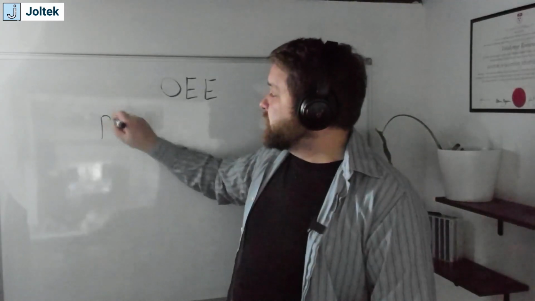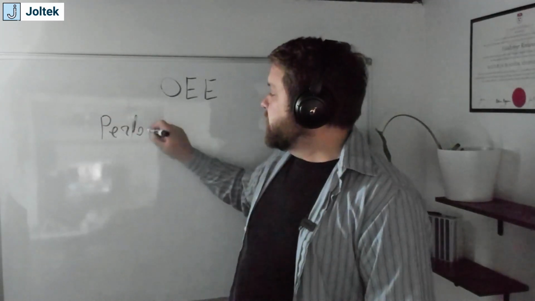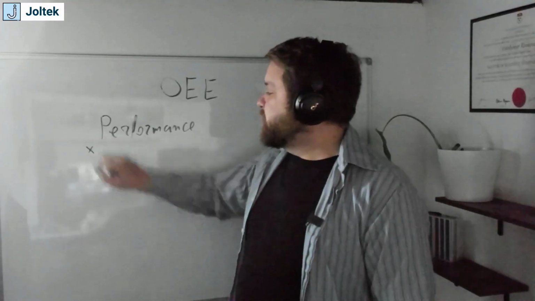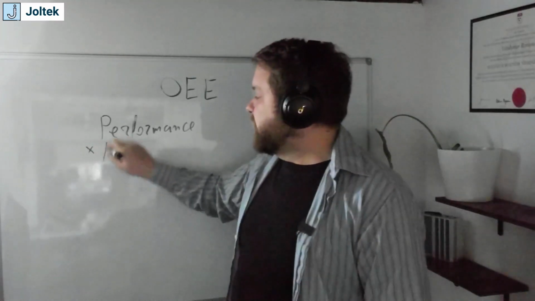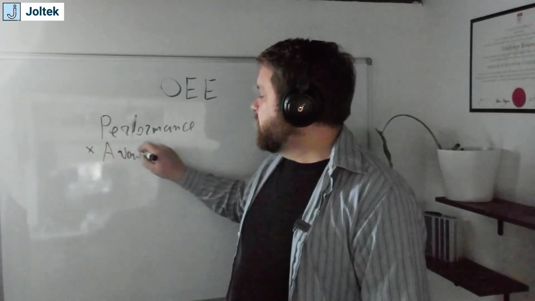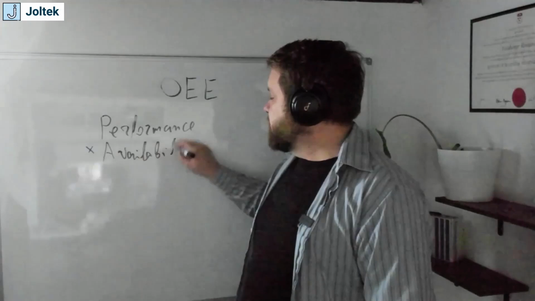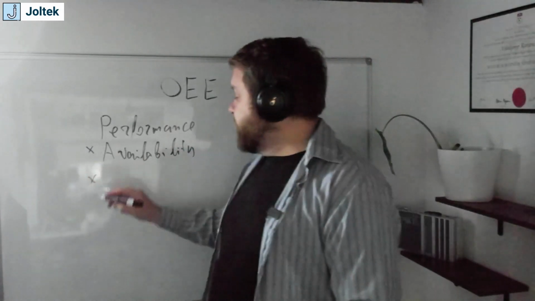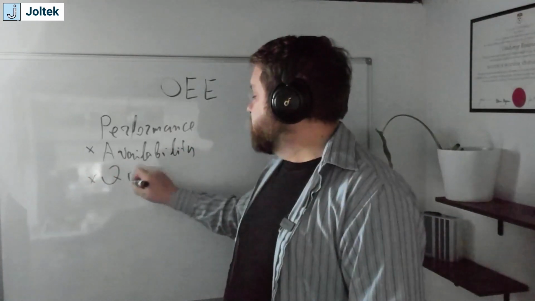So the three metrics are going to be performance. I'm going to write that on my board. Performance, it's going to be multiplied by availability. And last but not least, multiplied by your quality.